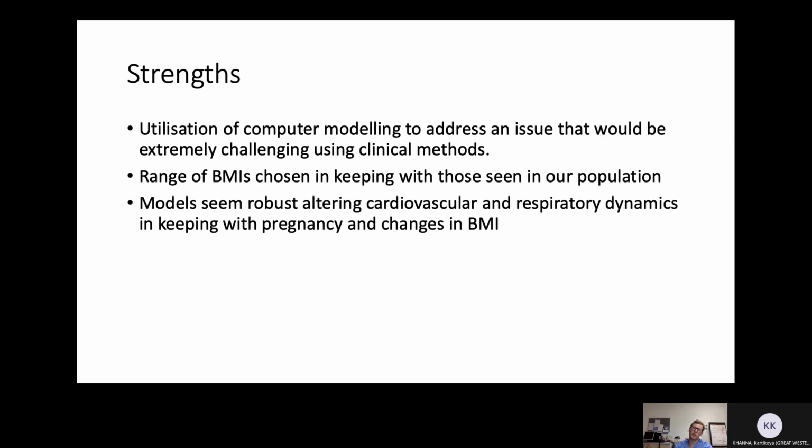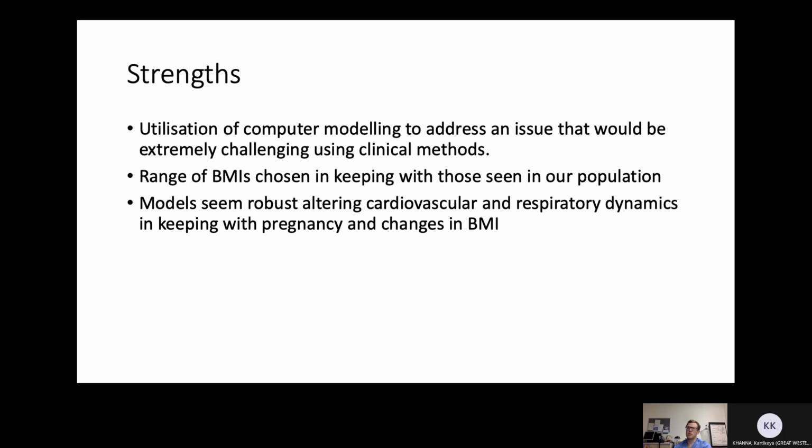So what are the strengths of this study? I think that using computer modelling allows us to look at an issue that would be otherwise extremely challenging, I would argue impossible, to do clinically. You're not going to get ethical approval to suddenly start doing GAs on mothers.